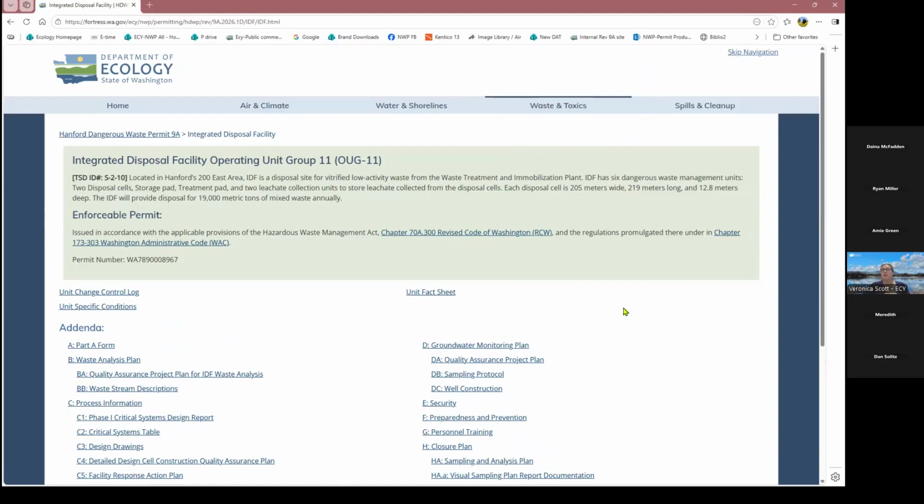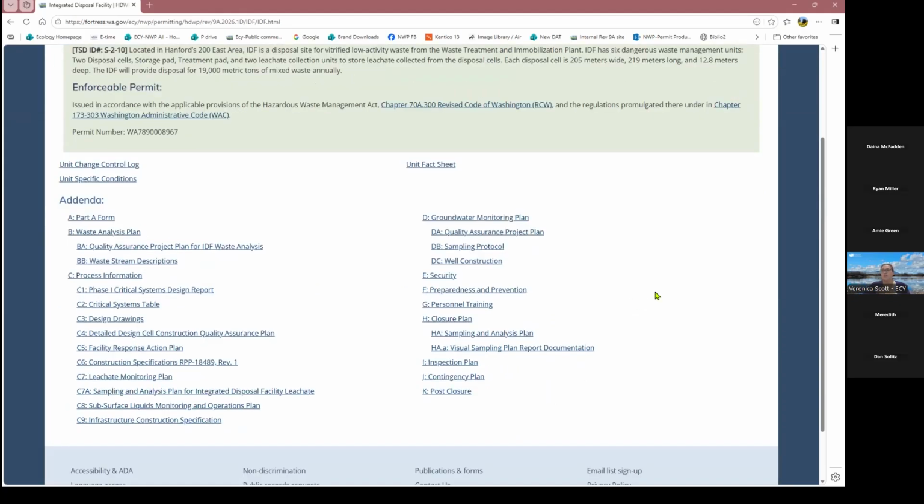And if we scroll down, we can see that they have all the addenda, A through K. We even see some appendices that are included here. And so this is all the stuff included. This is a currently operating unit group. It has exposure for groundwater, so it has a groundwater monitoring plan. We have waste acceptance and our process information because it is currently operating and taking in waste. So that's the full picture.